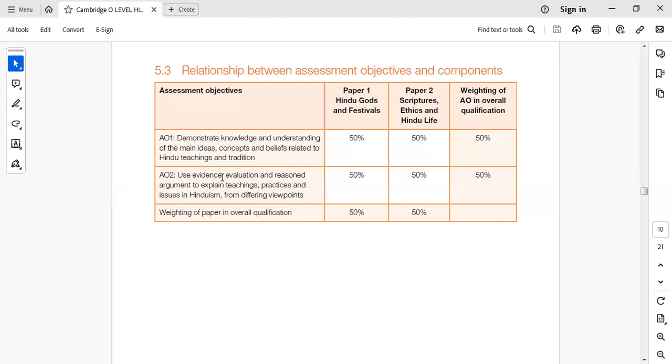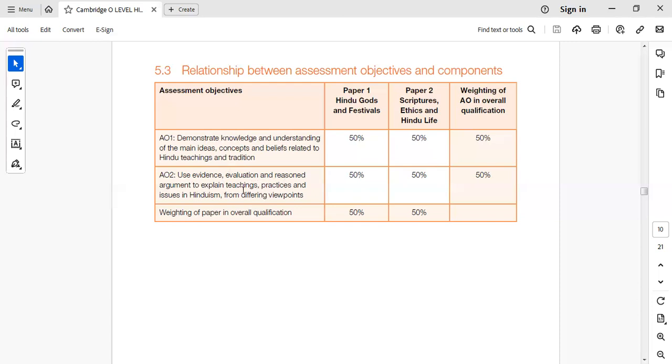You use evidence like, let's say you are saying that Krishna has said we need to do selfless action. Use evidence, for example, from the Bhagavad Gita. You will say Krishna in the Bhagavad Gita has said, karmani vadhikaraste ma phaleshu kadachana, that is, we have to do selfless actions. This is one particular example. So you always refer to text, you refer to scriptures. That is very important for you to get marks.